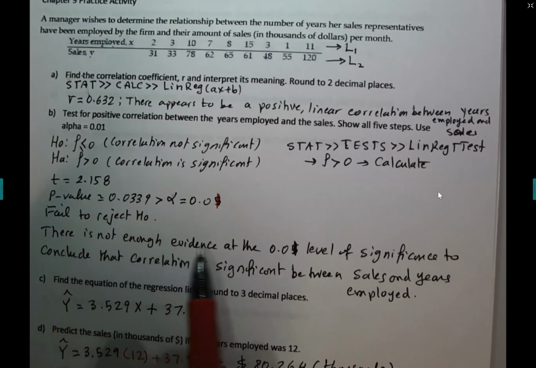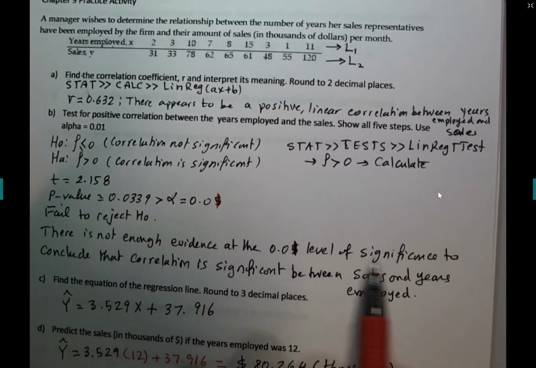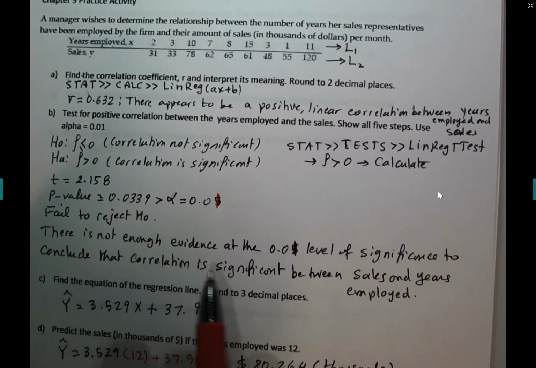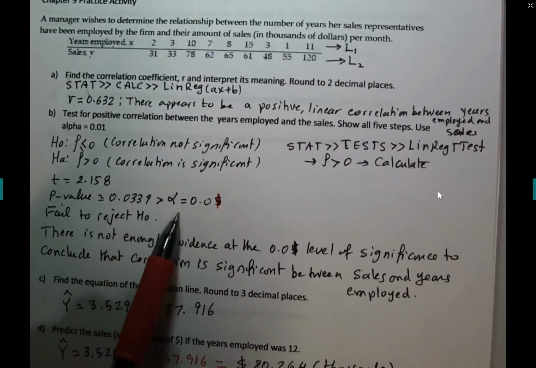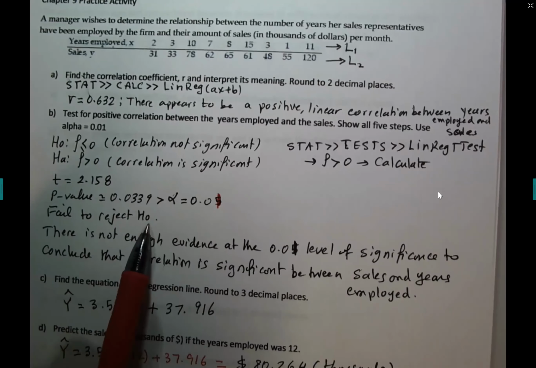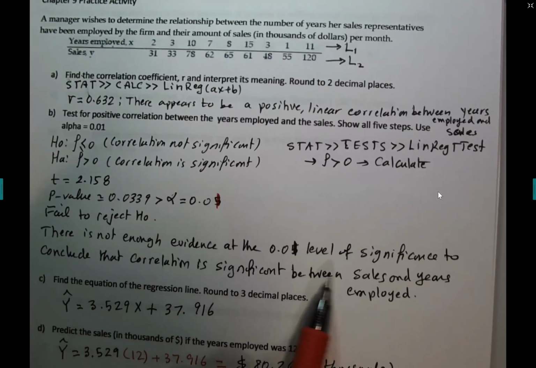There is not enough evidence at the 0.01 level of significance to conclude that correlation is significant between sales and years employed. If, let's say, when you do the assignment, this was less than alpha, then you reject H0 and you say there is enough evidence at the 0.01 level of significance to conclude that correlation is significant.